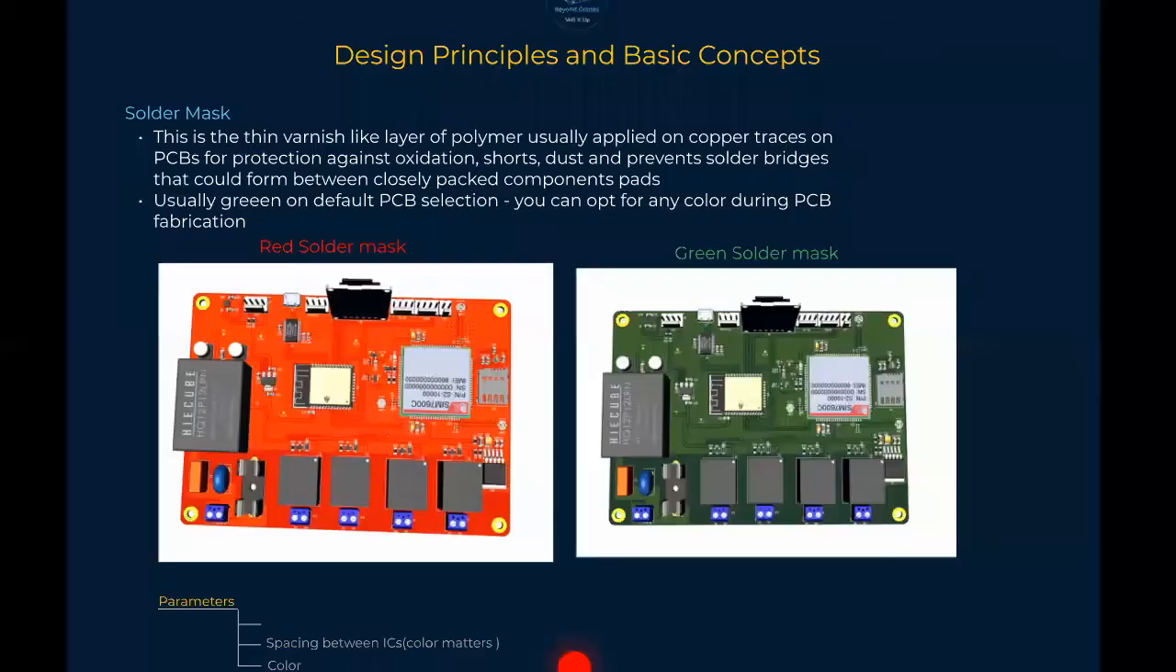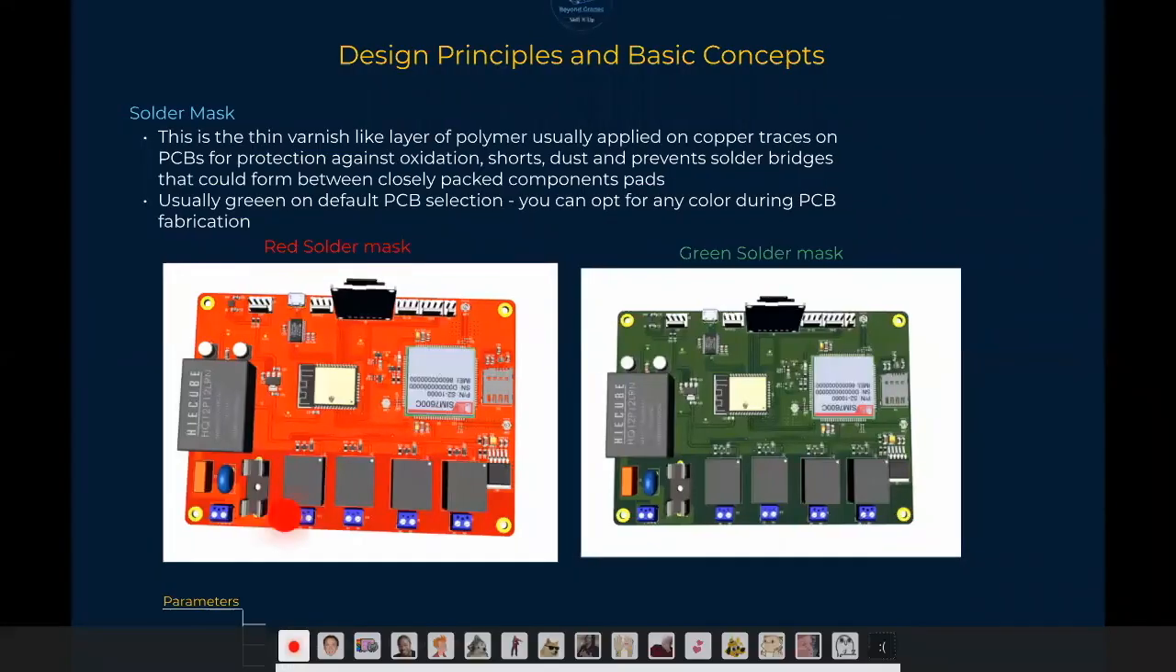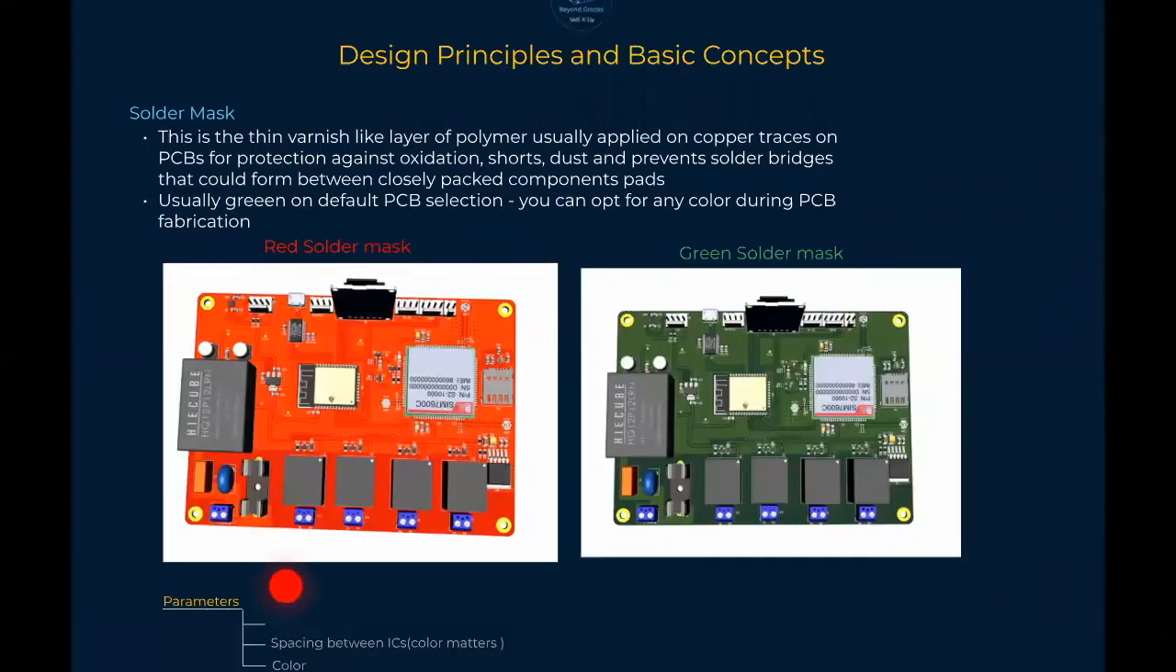So I will go back to this. Of course, I talked about color and how it affects things, because you'll find that some colors need more clearance for them to be applied by your fab house. And of course, the spacing: we are talking about the clearance between the pads.